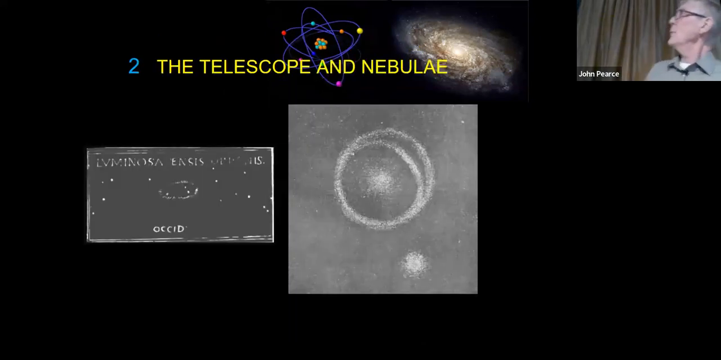Now, these nebulae were first seen by people using primitive telescopes, and these are some of the pictures that they saw. They're pretty vague, but I guess you can imagine that with small telescopes, not very well made, it was fairly difficult to imagine what you're seeing.